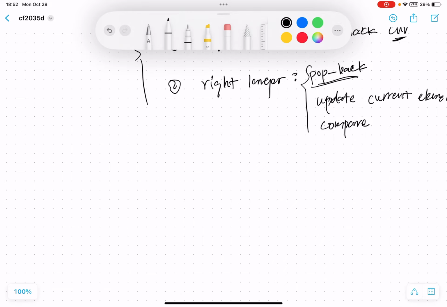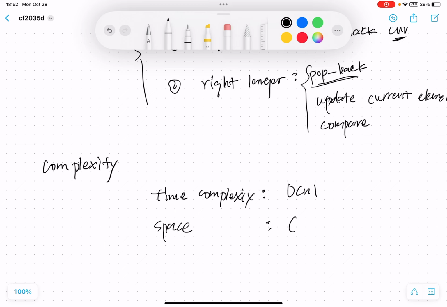So the next part is complexity. For the time complexity, we don't need some complex algorithm or specific algorithm to solve this problem. The only data structure we use is stack. So the time complexity will be O(n), and the space complexity is also O(n). We don't need extra space to store variables.